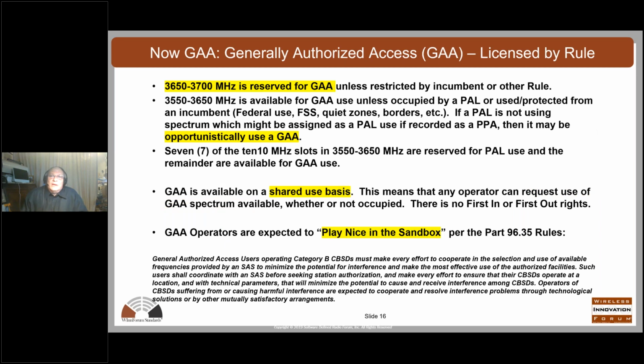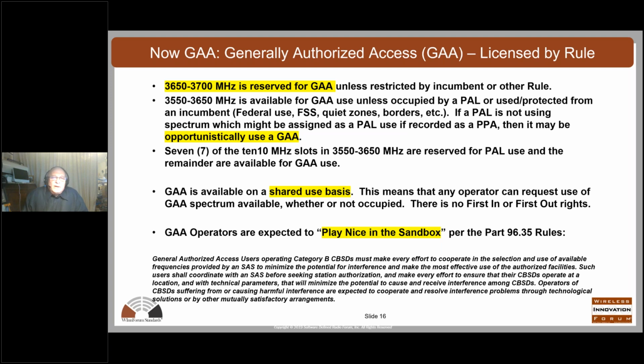GAA is the generally authorized access tier, and it is licensed by rule. 3650 to 3700 is reserved for GAA, but GAA may also operate in the lower 100. There are 7 slots that were allocated for PALs, and then there's 3 additional slots available in the lower 100, which are GAA use. And again, any other spectrum that is not used by a PAL is available for GAA on a shared use basis.